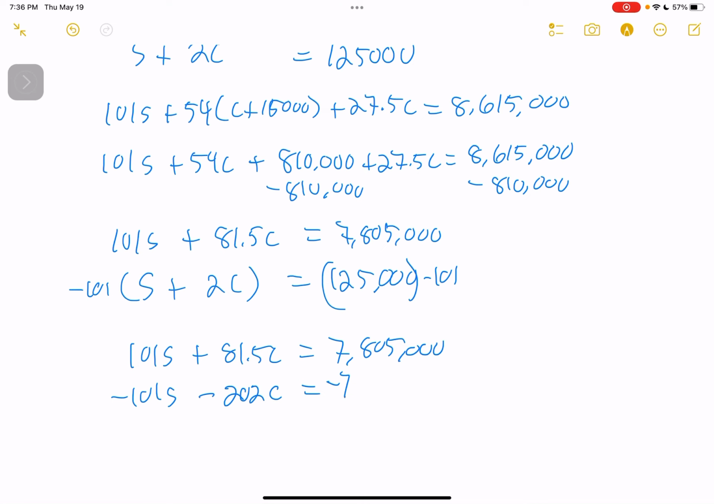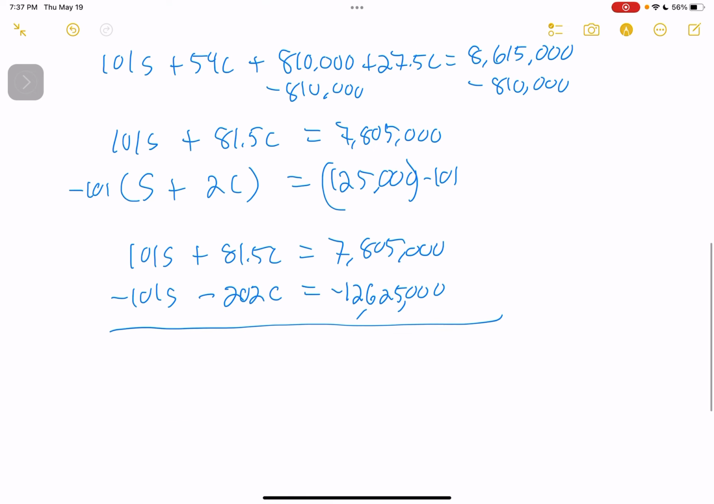So negative 7, oh my gosh. Is that right? No, it'd be nice if I multiplied by the right number. That was negative 101 times the 125,000. So that's negative 12,625,000. Okay, that's a little more manageable. So a lot of easy ways to make mistakes, and that was a dumb one I almost made.